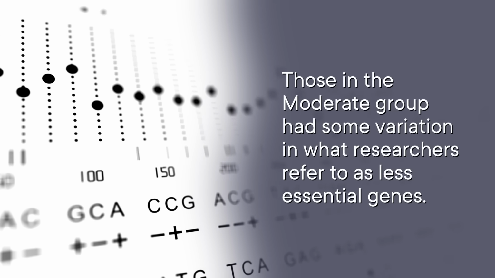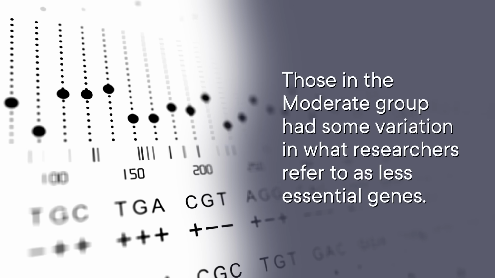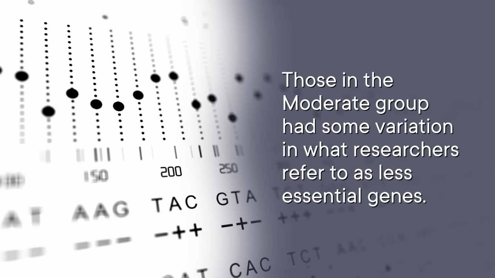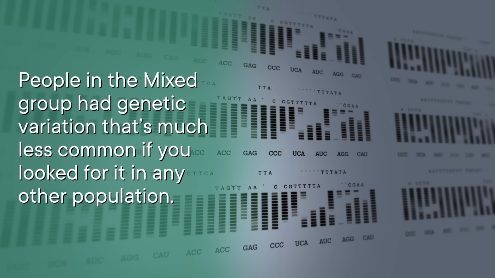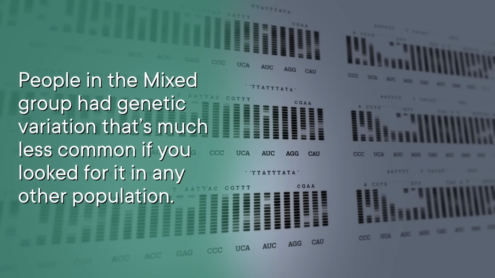Those in the moderate group had some variation in what researchers refer to as less essential genes. Remember, those are people who tend to demonstrate mild symptoms. There's still something going on there, but these genetic variations aren't associated with super severe symptoms. People in the mixed group had genetic variation that's much less common if you looked for it in any other population, which also lines up with this being one of the less common categories. And in these cases, we're not talking 1 or 2 letters of DNA swapped. They had multiple genetic variations going on at once.